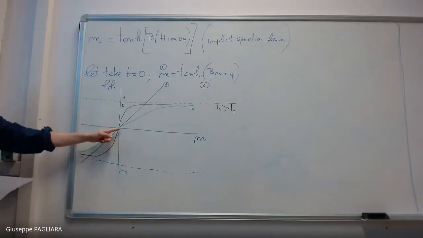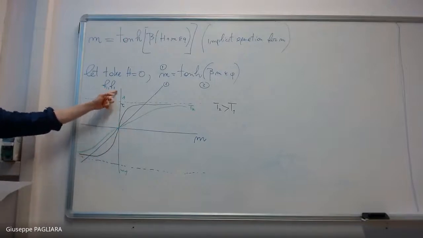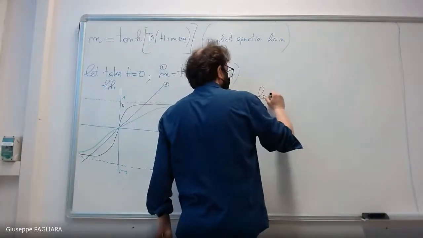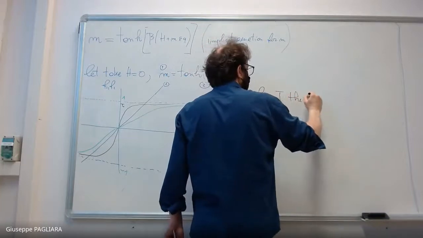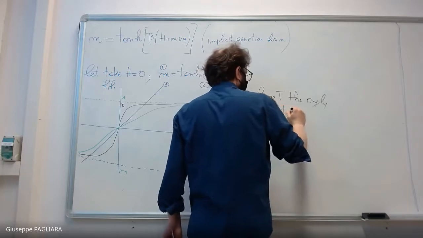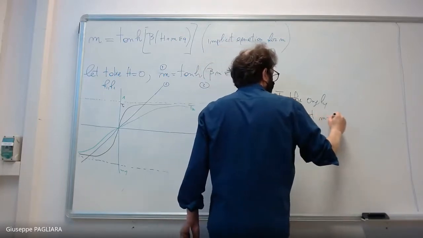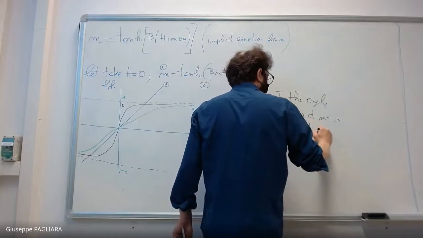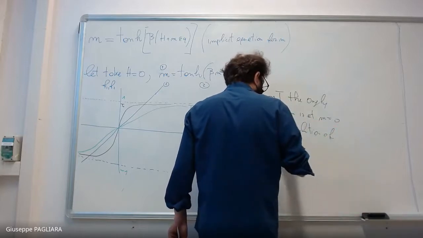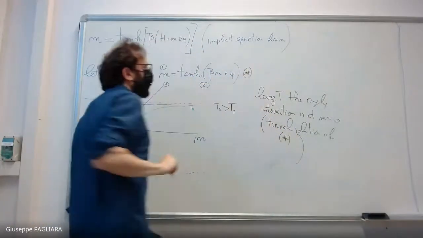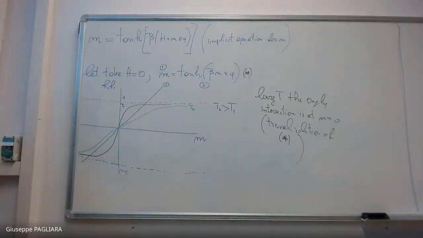So basically, for large temperature the only intersection between F1 and F2 is at m equal to 0, which is the trivial solution of the equation, what I call asterisk. That is this equation here. Okay. The only solution for this equation is m equal to 0, which is the trivial one.